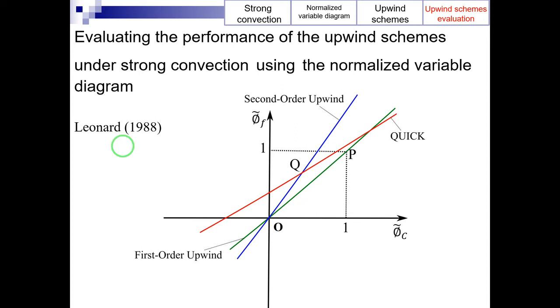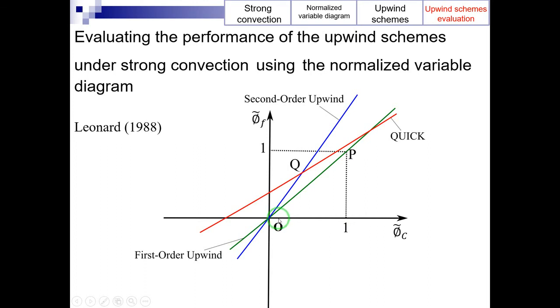Leonard 1988 also shows that any scheme whose plot passes through the second quadrant, here we have the second quadrant, may produce unphysical oscillations which may occur to some extent with QUICK under strong convective conditions, since as one can see, the QUICK scheme passes through the second quadrant. Additionally, the schemes which pass through the fourth quadrant, here is the fourth quadrant, are artificially diffusive. Thus, to avoid both the unphysical oscillations and the artificial diffusiveness, the schemes must pass through the origin O.